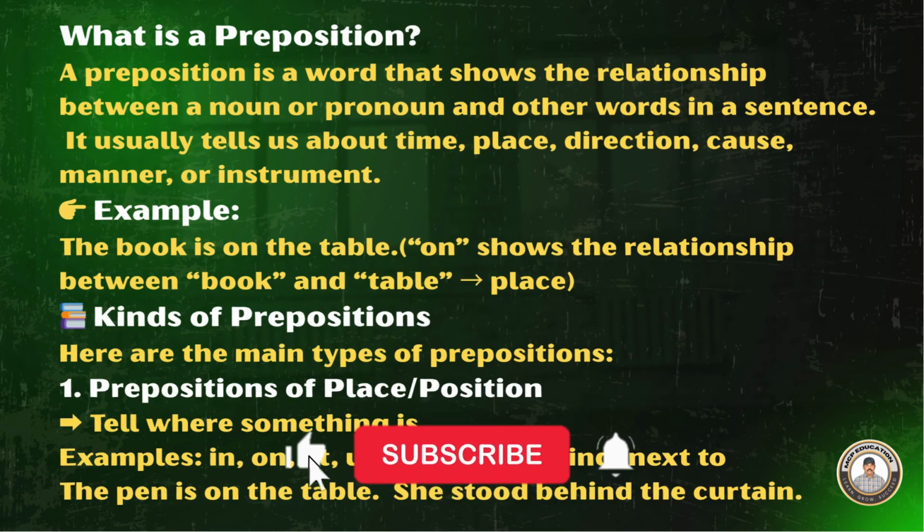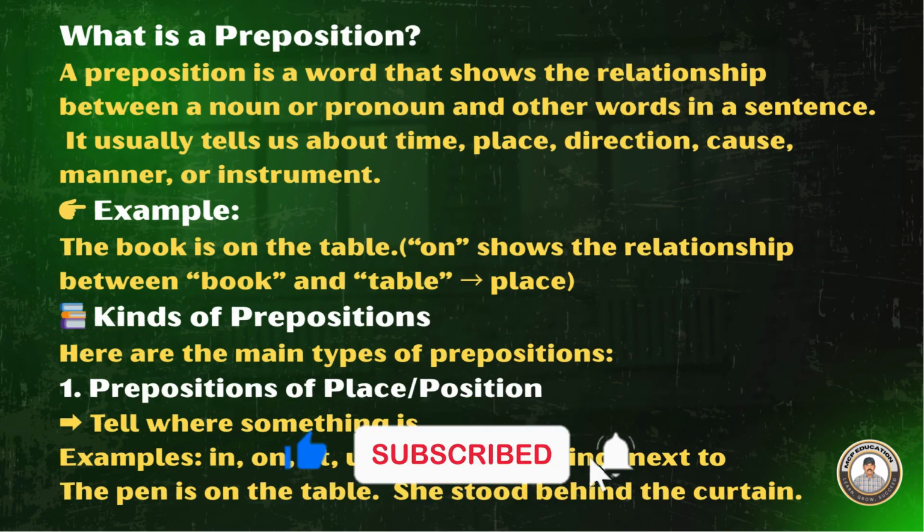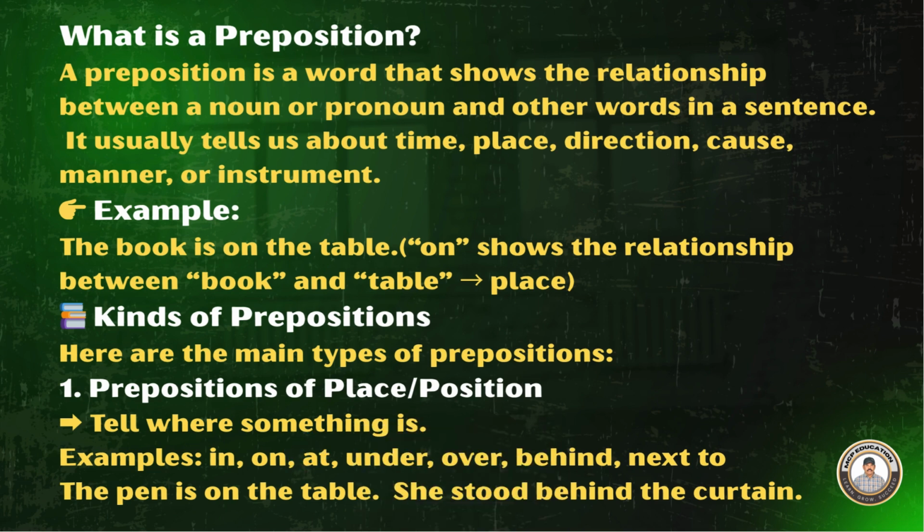What is a preposition? A preposition is a word that shows the relationship between a noun or pronoun and other words in a sentence. It usually tells us about time, place, direction, cause, manner, or instrument. Example: The book is on the table. "On" shows the relationship between book and table, place.